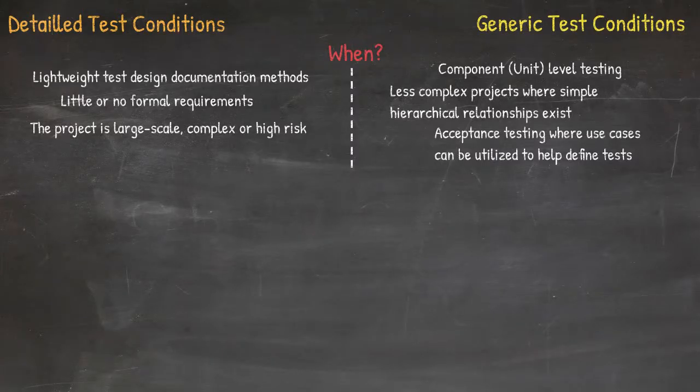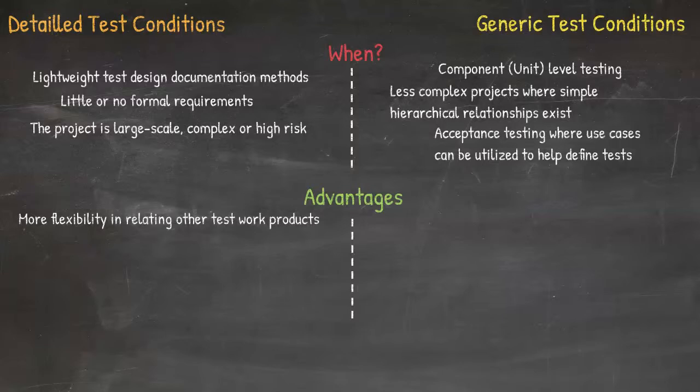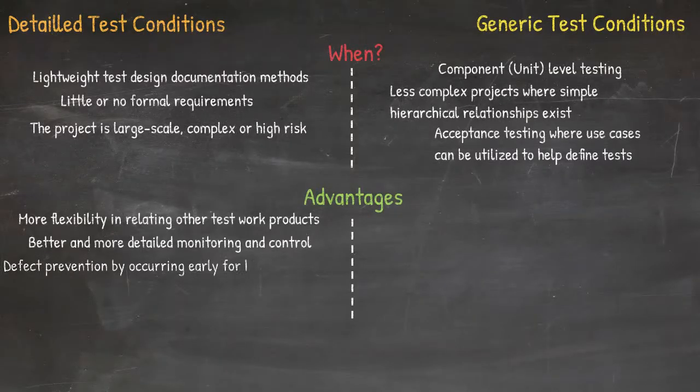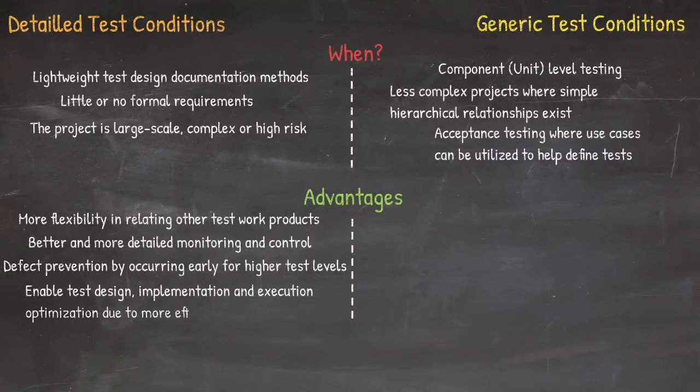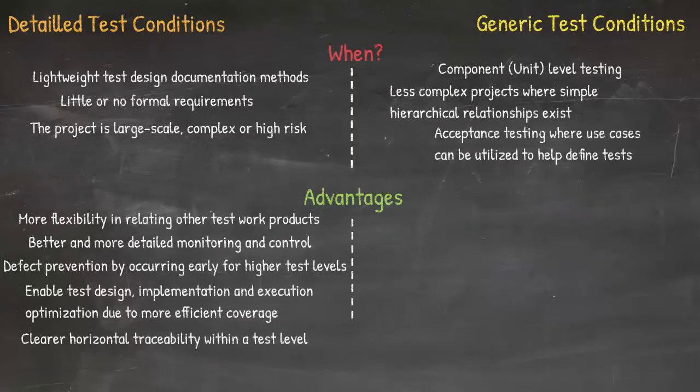Now, what are the advantages of detailed or generic? Looking at the detailed approach, it is more flexible in relating to the test work products. We have a better and more detailed monitoring and control. We might improve defect prevention for having an assessment occurring earlier, especially for the higher test levels. It enables test design and implementation to optimize and prepare a better detailed schedule for more efficient coverage during execution, and it gives a clearer horizontal traceability within each test level.